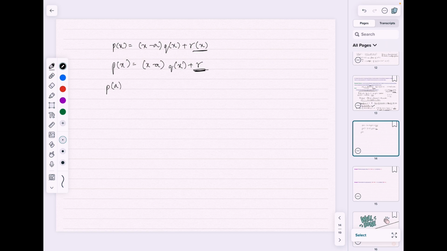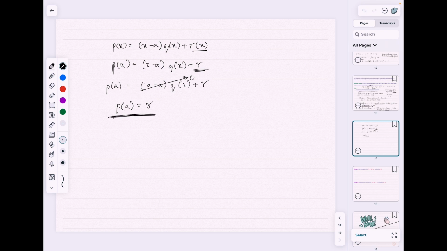I am going to find P of a. Instead of x, I am going to put a. So x minus a becomes a minus a, which is 0, times q of x, plus r. Getting it? So I get P of a equals r directly. This term is 0. P of a equals r, the remainder term, the constant part.